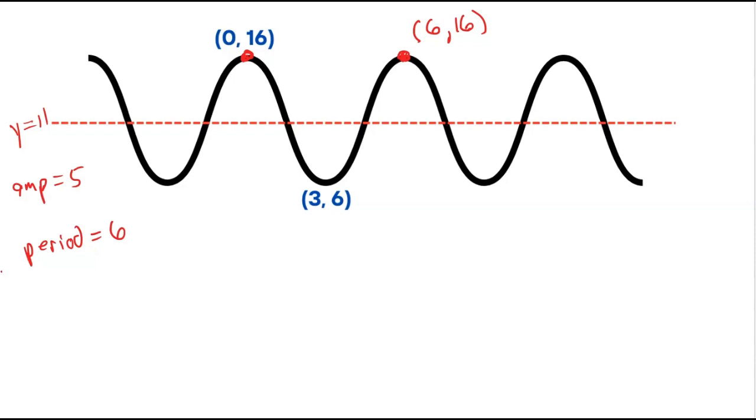But a min to a max, that's going to be half of your period length. So it took 3 units to get from that max to that min. So it'll take another 3 units to get back to that max. So there's my period of 6. So let's start talking about some important details here.